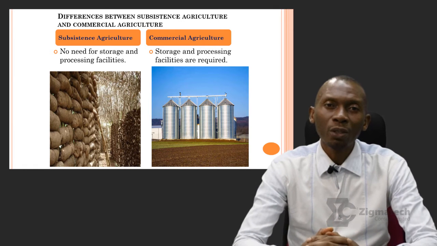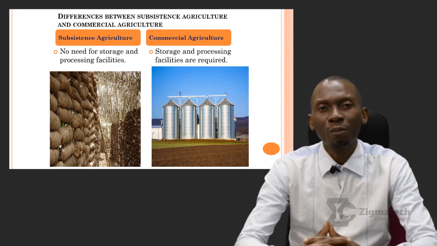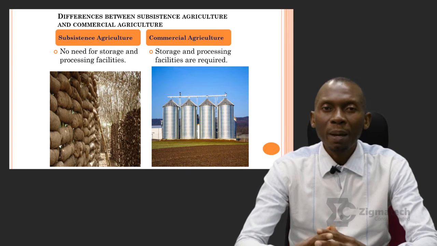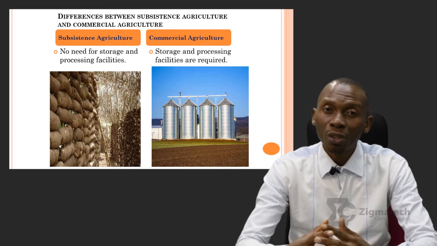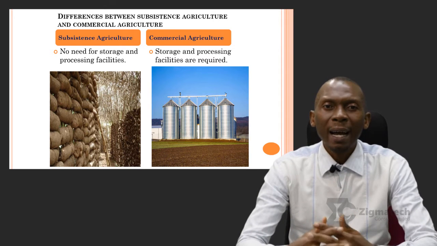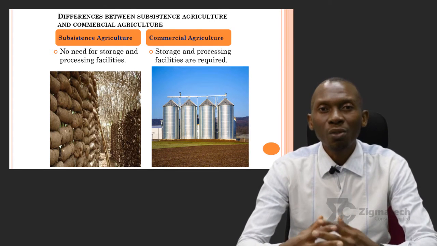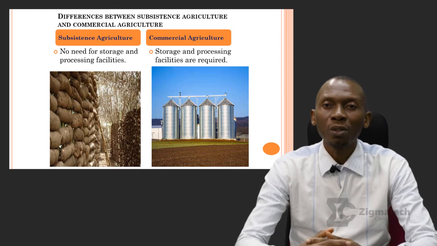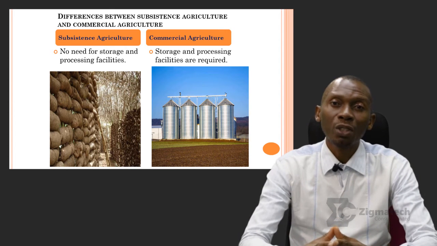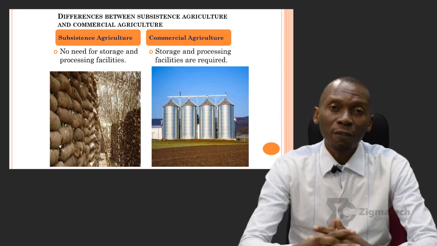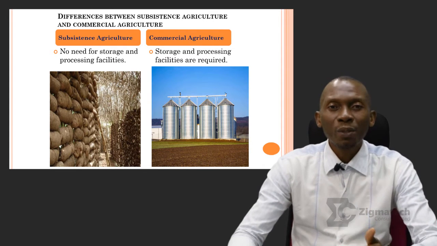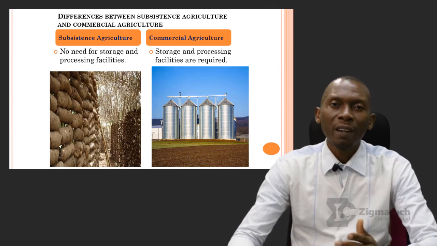But for commercial agriculture, which involves a very large scale of production, the farmer needs to store his farm produce. Remember, commercial agriculture has to do with the production of food on a large scale for exportation or for sale. And since the quantity is really large, he needs to store quite a lot for future use. So the difference between subsistence and commercial agriculture is that in subsistence agriculture there's no need for food storage, while commercial agriculture requires processing facilities and also storage facilities.